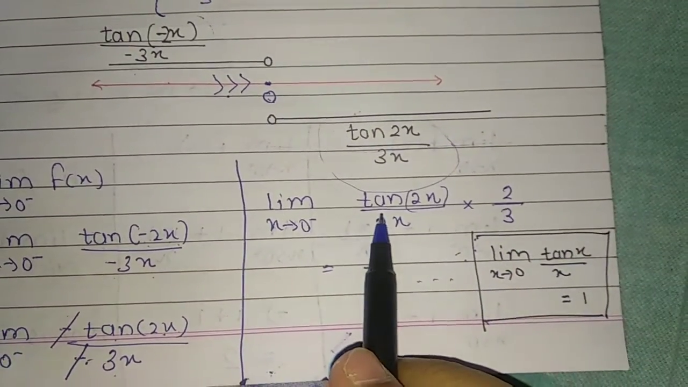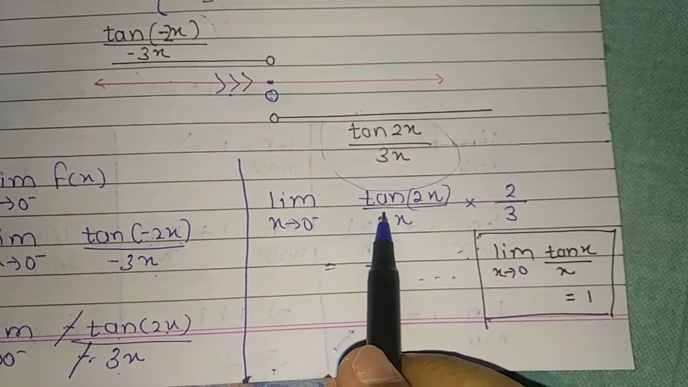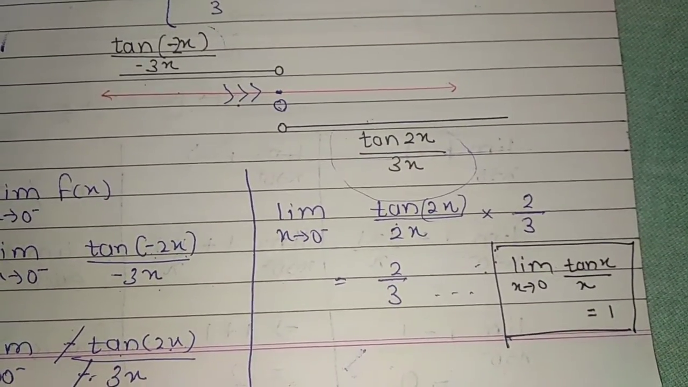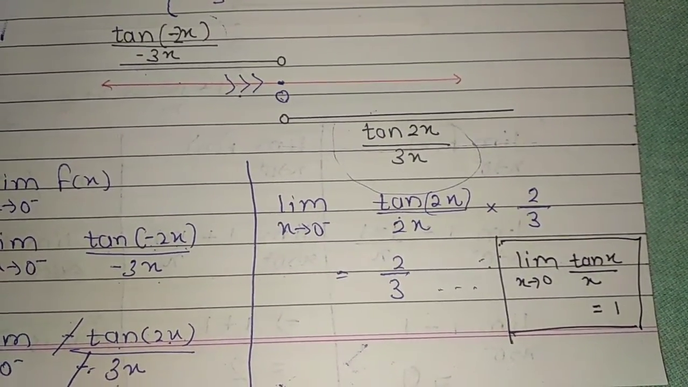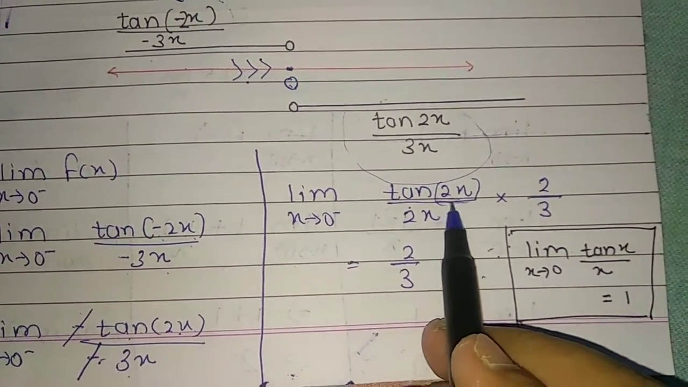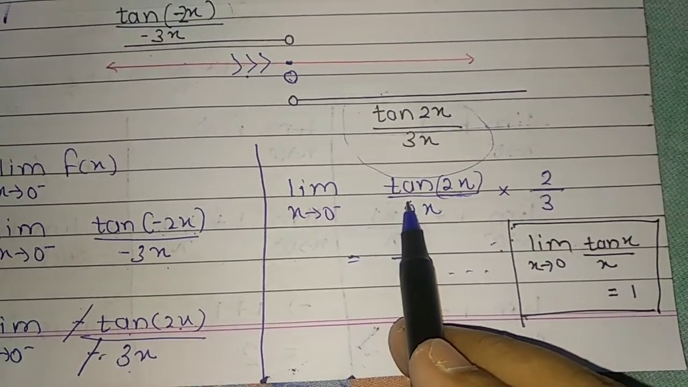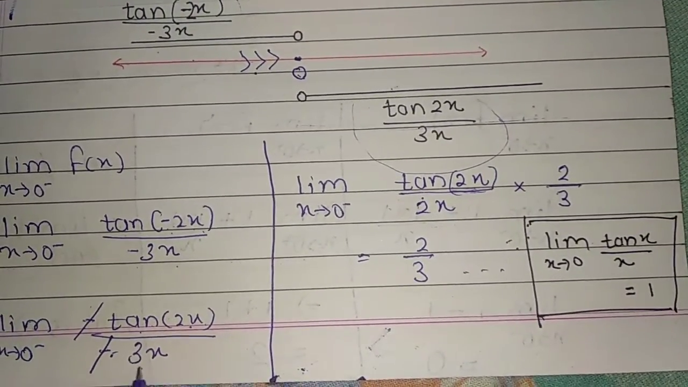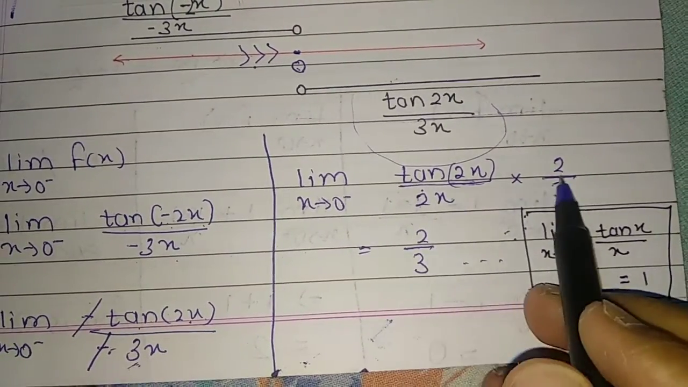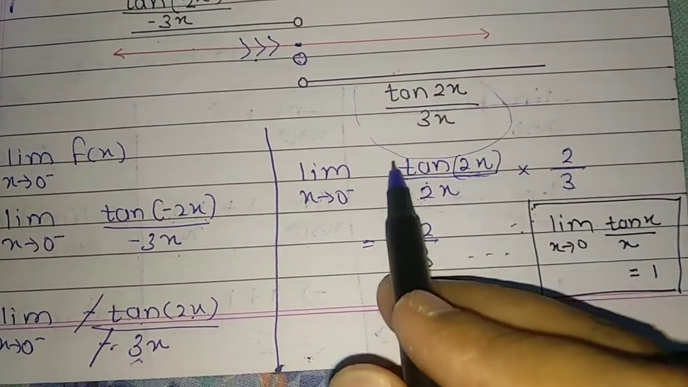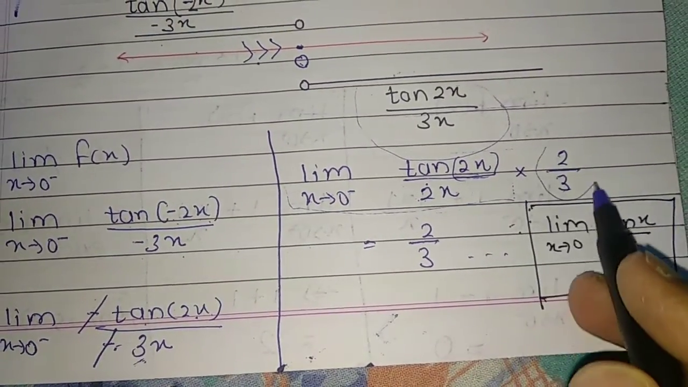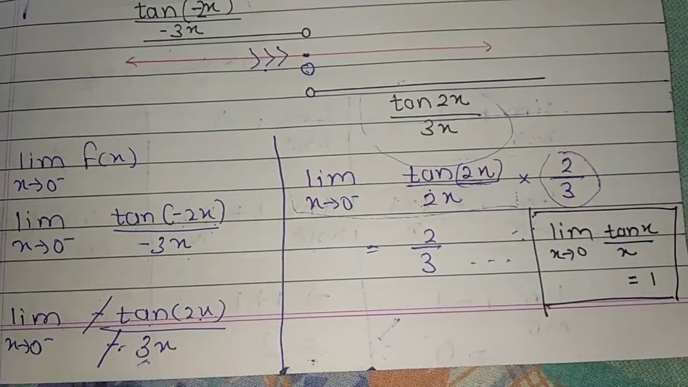Now in this case we know one standard result which we have studied in the chapter limit, that limit x tends to 0, tan x upon x is equal to 1. That means the angle, that is 2x over here, should be in the denominator also. So we have to balance. So this 3 I have written over here, and I have multiplied and divided by 2 to balance this. So this expression is going to be 1, and finally we'll get 2/3. So this is the left hand limit.